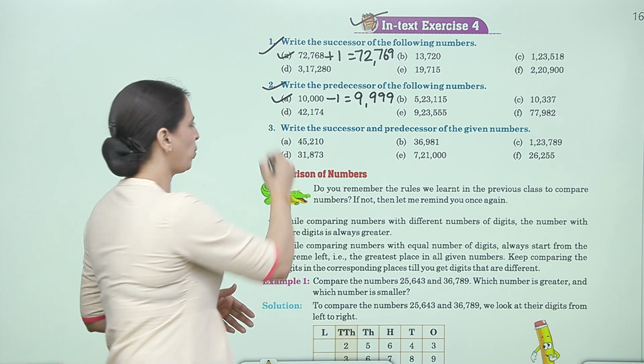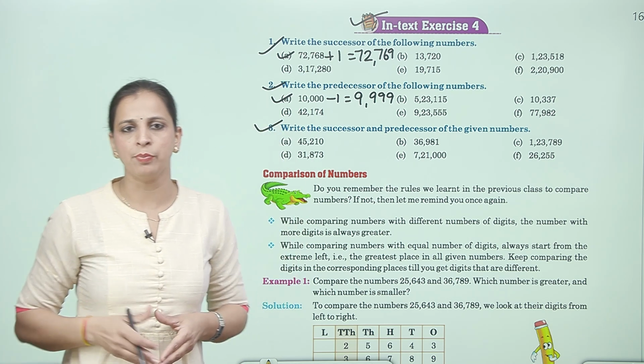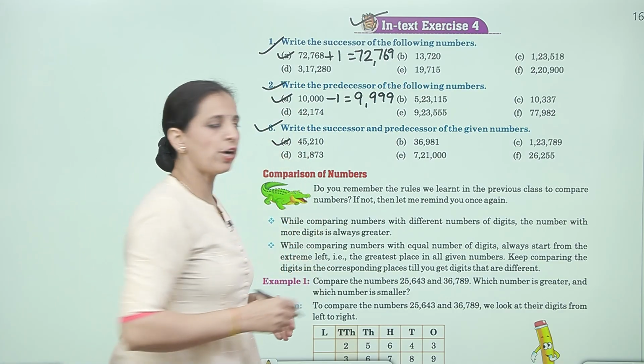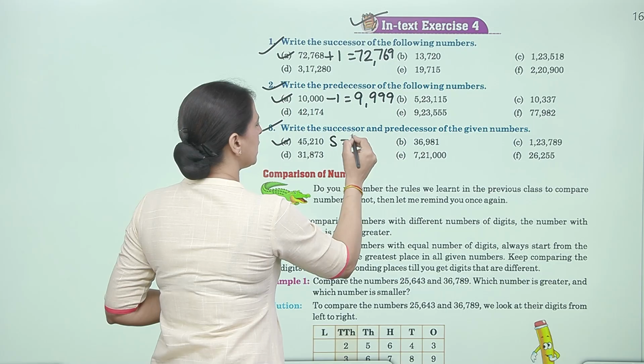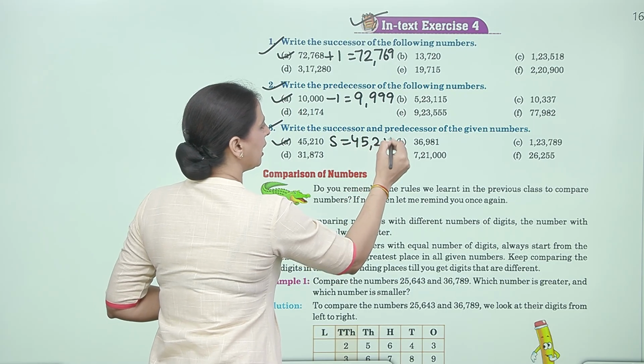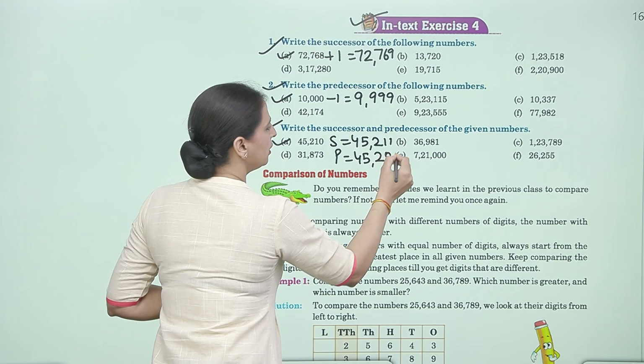Now next, question number 3, write the successor and predecessor of the given numbers. Now A part is 45,210. Successor is plus 1, that is 45,211, and predecessor is 45,209.